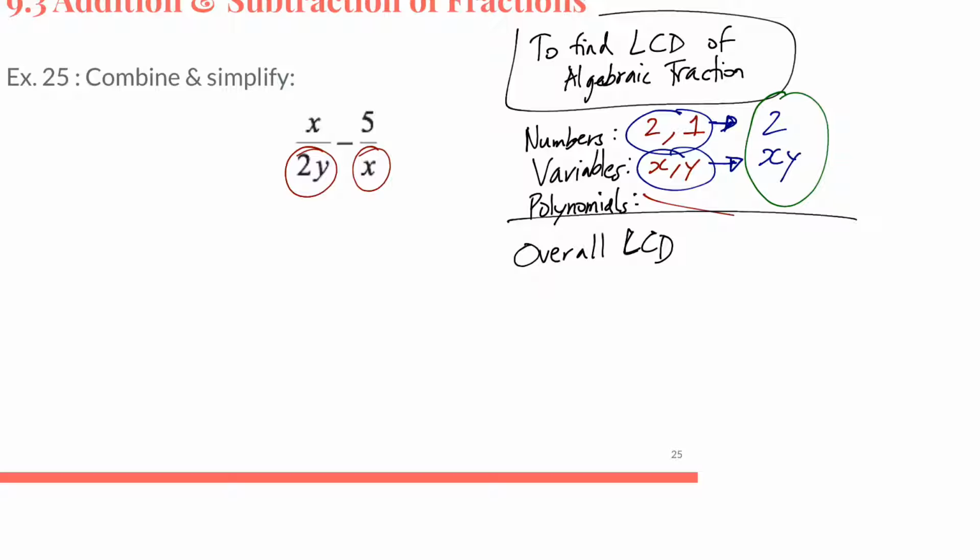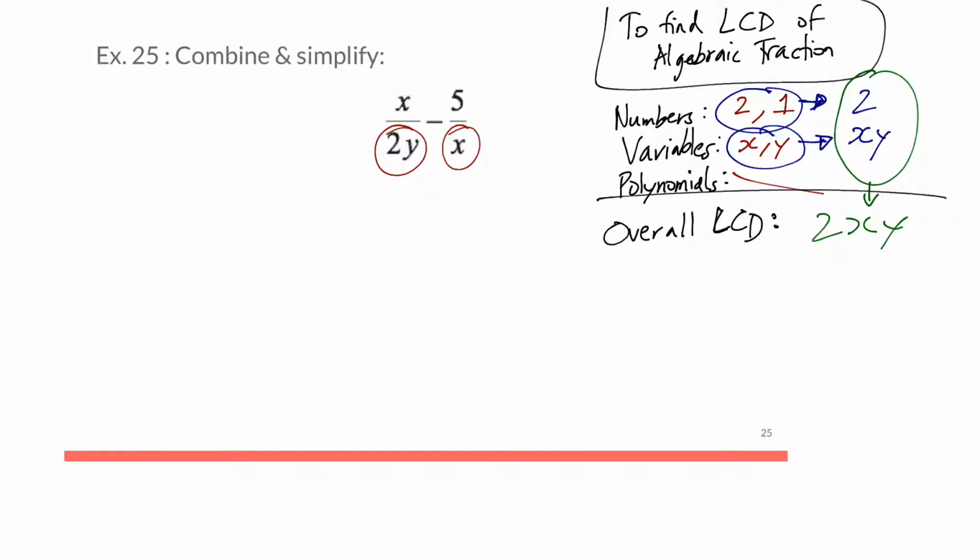of these two individual LCMs, which is what you'd get, by the way, Stefan, based on your own idea. Again, mainly because of the kind of situation you have. It won't always work, what you said. Here the LCD or LCM is 2 multiplied by xy, which is 2xy. So that tells us for each of these fractions, we need to have 2xy at the bottom.